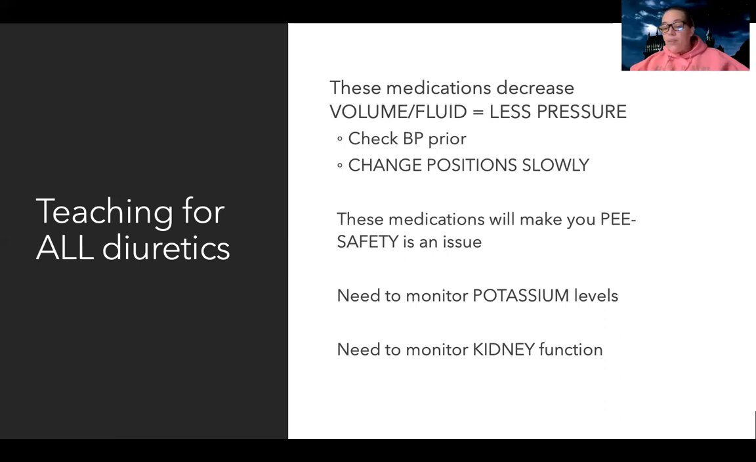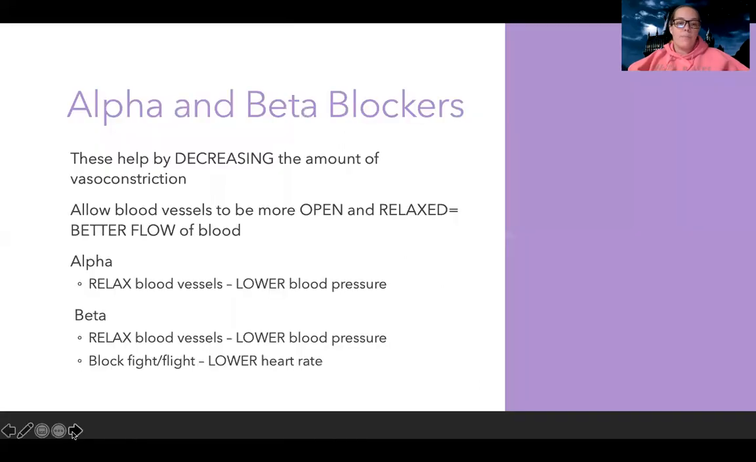For all types of diuretics, I need to monitor their potassium levels, whether it's going low or high. Something's happening to my potassium with all diuretics, so I'm going to need to watch that closely. And I also need to monitor kidney function. All diuretics are hard on the kidneys, and so we want to keep a close eye on that and make sure that if the patient has any kidney function issues, I'm not making something worse.